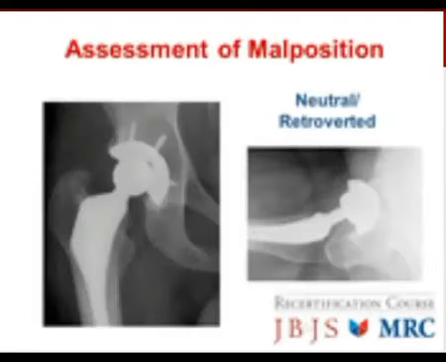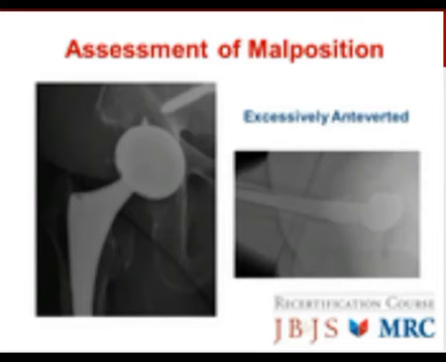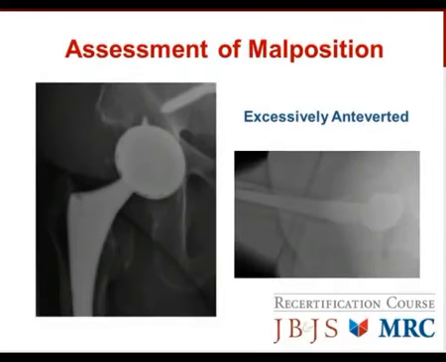You should be able to assess malposition on X-ray. You can see this is a retroverted cup. The image on the right is a lateral of the hip. You can see how that cup is neutral to retroverted, and that should be easy to identify if given that X-ray. Conversely, here we see the excessively anteverted cup. On the lateral X-ray, you can see that that cup opens anteriorly. That cup is likely to dislocate out the front. You should be able to recognize those things on X-ray.